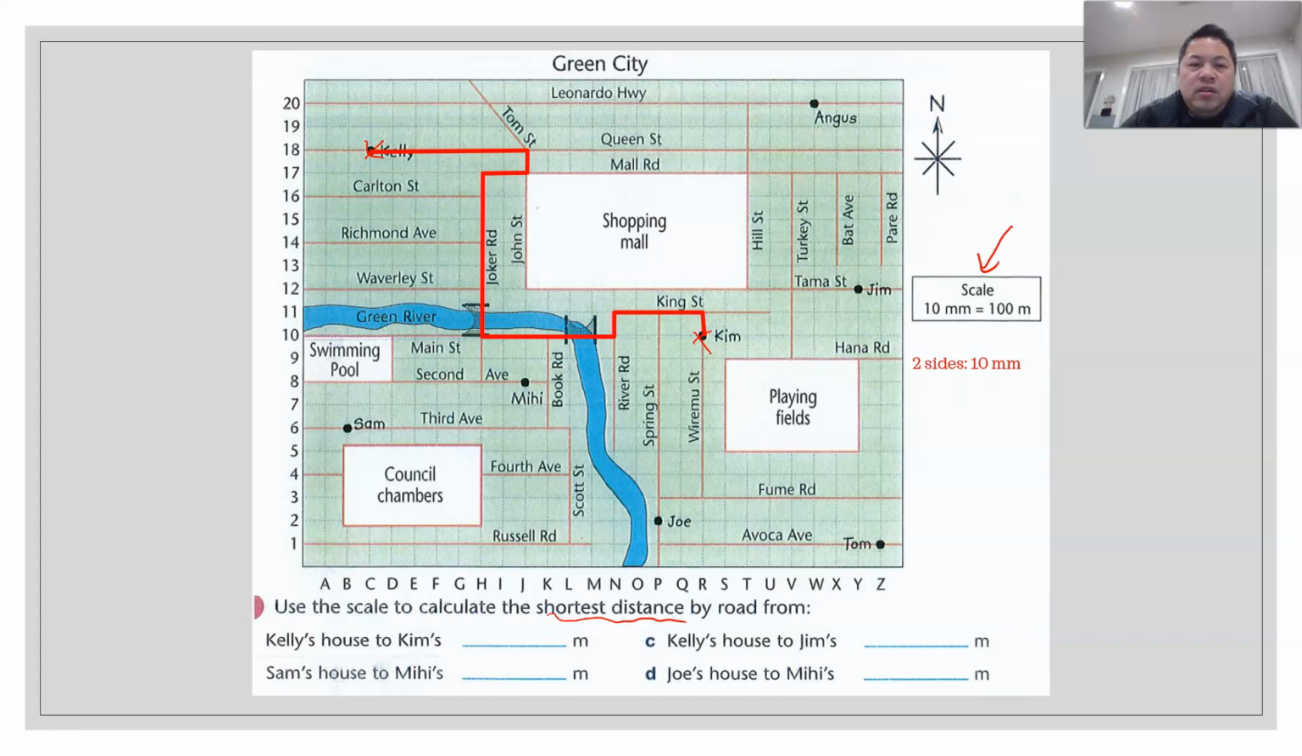You need to count the number of sides it has moved. If you count it properly, there are actually 29 sides. So 29 sides is 145 mm, and 145 mm is actually 1,400 meters. So the distance from Kelly's house to Kim's house is 1,400 meters. I'll leave it to you to find out the rest. Do it carefully. You may want to copy down this table to let you analyze. Every 2 sides is 10 mm. So count how many sides there are, then convert it to mm first, then into meters.